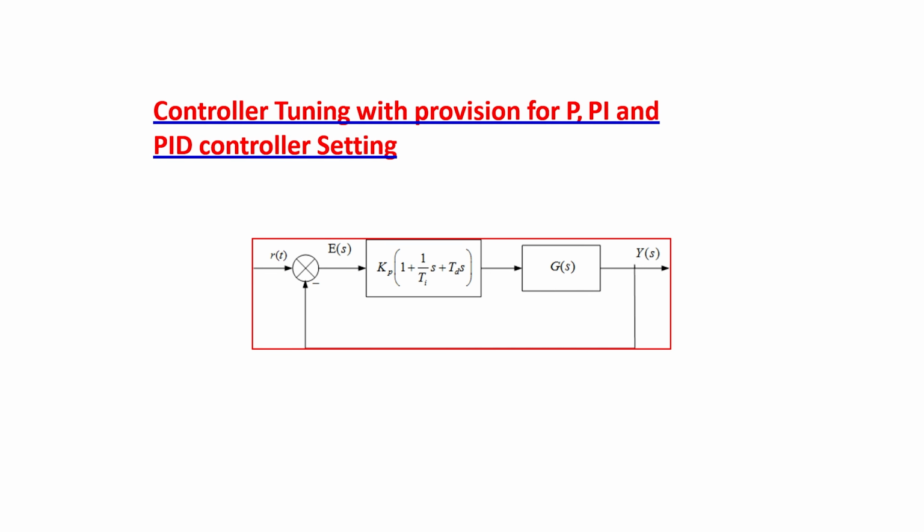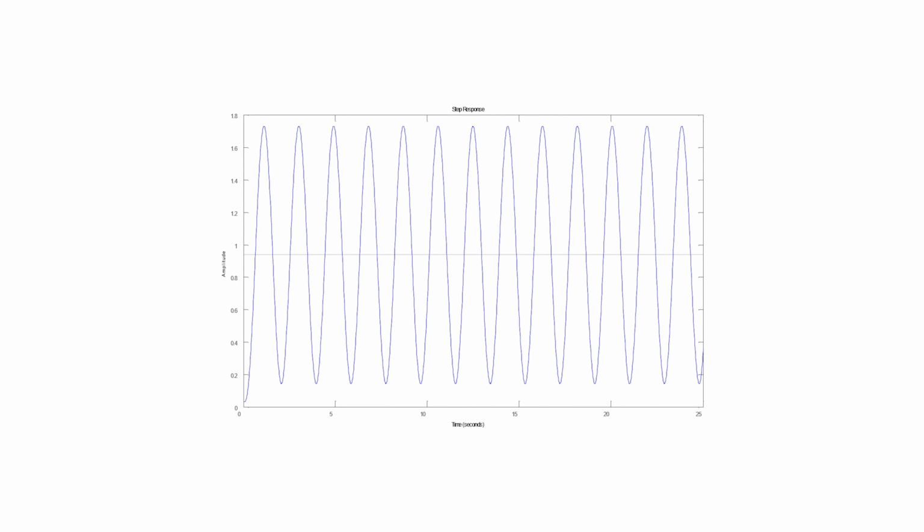The controller is the composition of Kp, Kp by Ti of S, plus Kp into Td of S, and G of S is the plant, and it has been fed back through the feedback path, and E of S is the error which is generated. Here, let us consider this sustained oscillation waveform, and this will be the time period for the sustained oscillations.